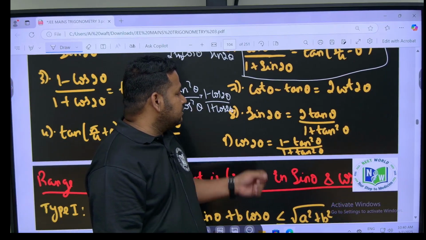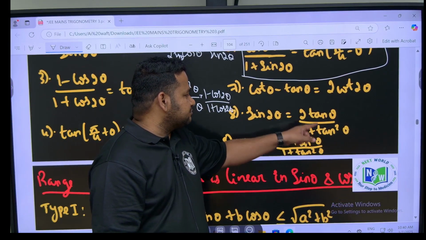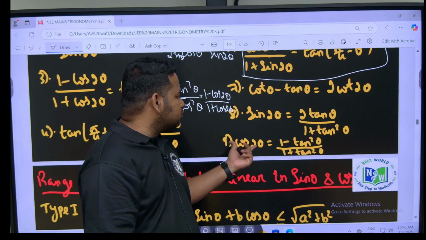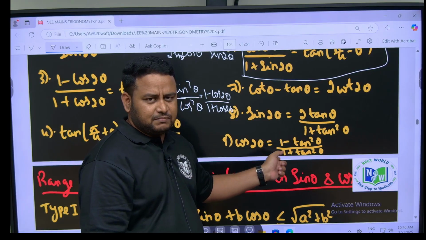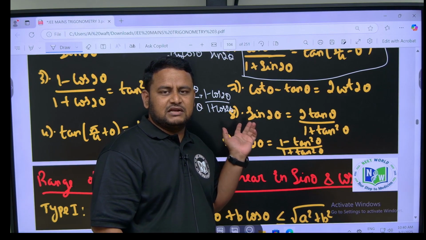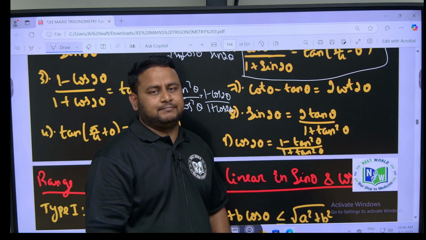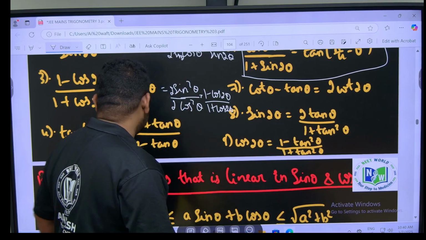Sin 2 theta is written as 2 tan theta by 1 plus tan square theta, which I told you previously also in this class itself. Next, cos 2 theta is 1 minus tan square theta by 1 plus tan square theta. That is the double angle formula of sin and cos, how to write it in the form of tan. Got it, friends?